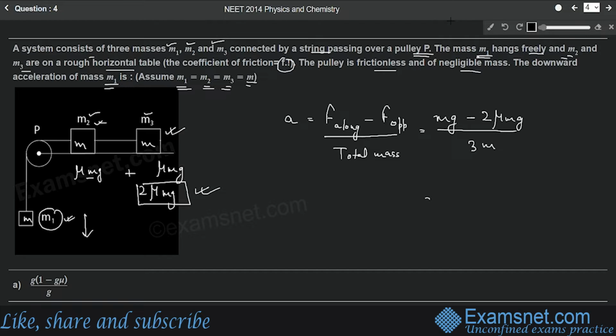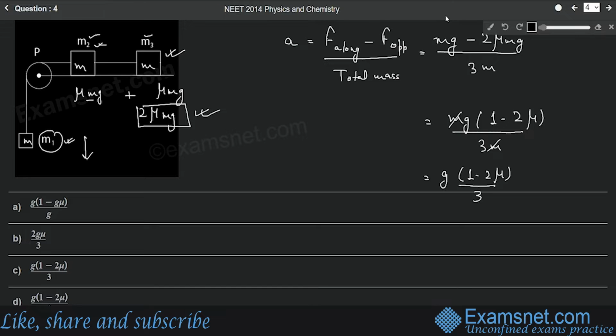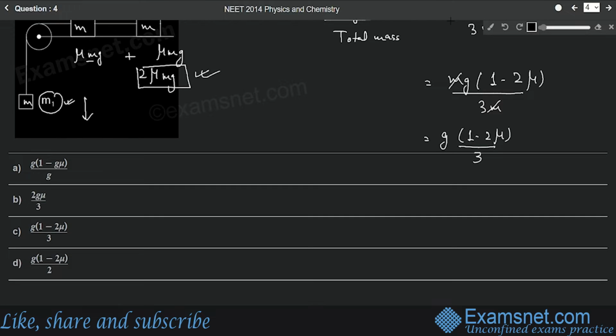Now from here we can take mg common. So what will be left? 1 minus 2 mu upon 3m. So m will be cancelled, and what is left here? g(1 minus 2 mu)/3. Okay, so let's have a look at the options. g(1 minus 2 mu)/3 is mentioned in option number C. So option C will be the correct answer.